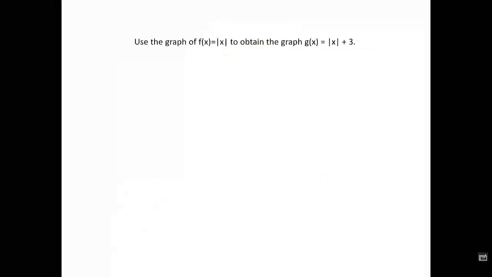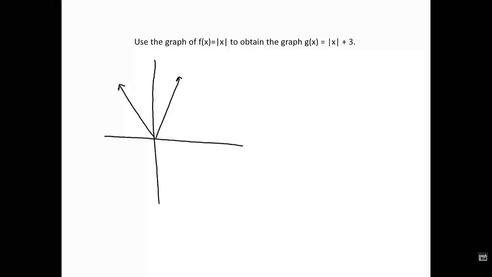So we are going to use the graph of the absolute value of x to obtain the graph of g of x, which is the absolute value of x plus 3. So the first thing we want to do is, you recall the graph of that common function, the absolute value of x, you should be able to visualize it. So here it is. All right, so that's the absolute value of x.